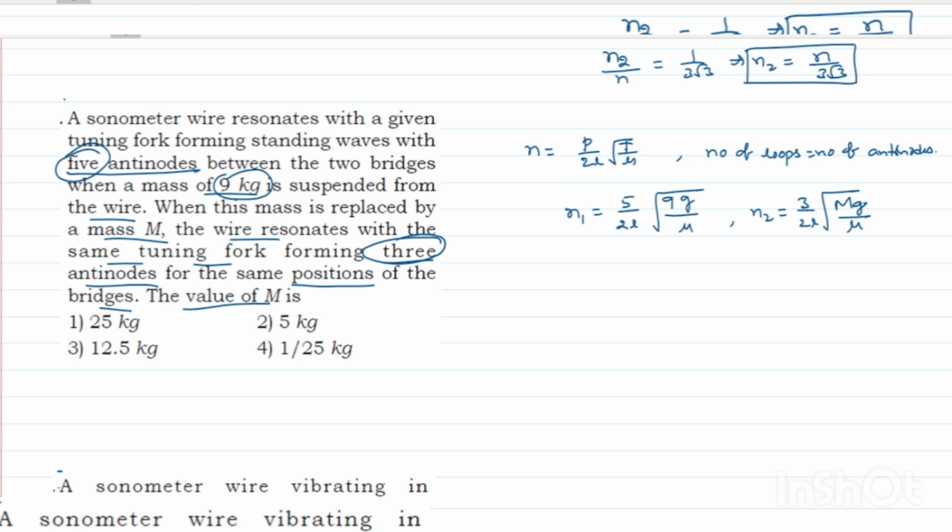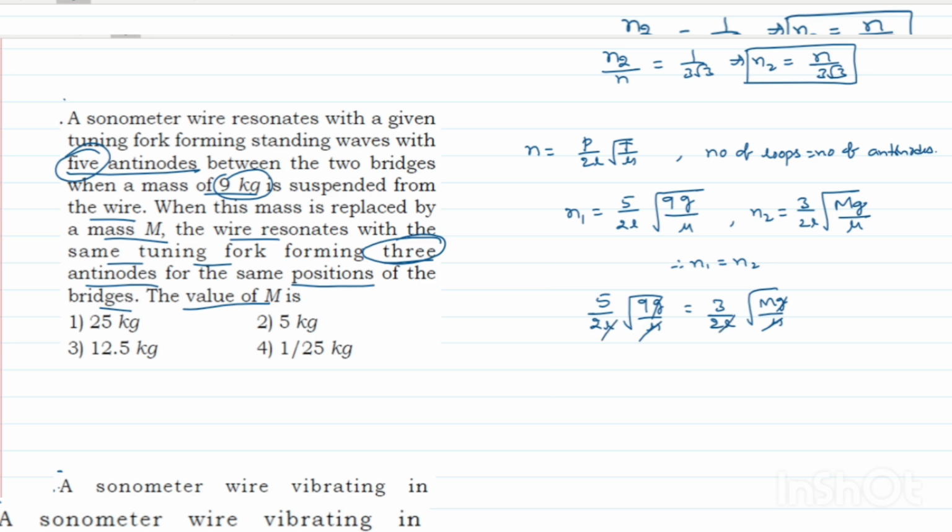Here the same position of the bridges is given. The wire resonates with the same tuning fork, forming 3 antinodes. That's nothing but N1 equals N2. You just equate the frequencies. It's nothing but 5 by 2L into root 9g by mu, which will be equal to 3 by 2L into root mg by mu. And on this side mu gets cancelled, g and g get cancelled.